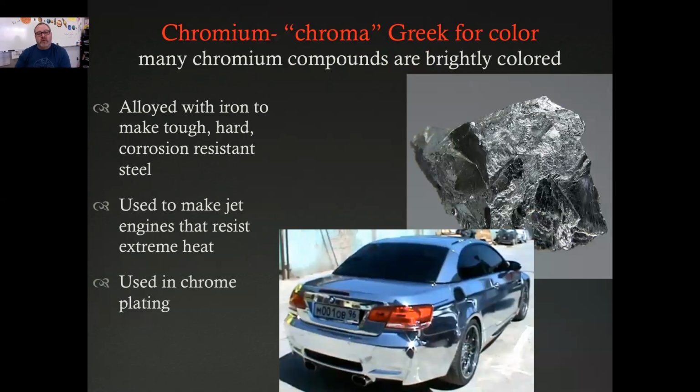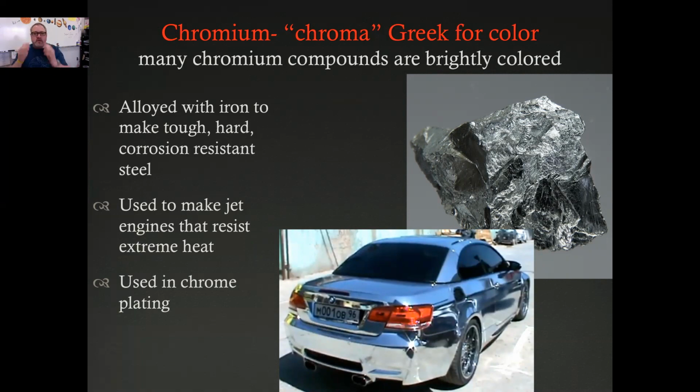Chromium is in that group as well. Chroma is Greek for color. A lot of chromium compounds are really brightly colored, and they get alloyed with iron to make things resistant to corroding. There's a picture here of a car that was chromed out, the entire car.